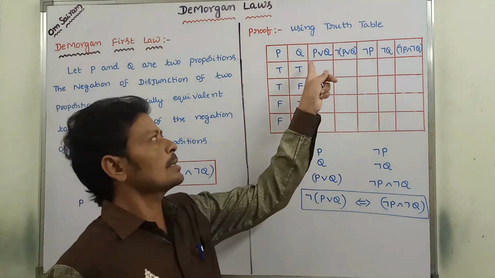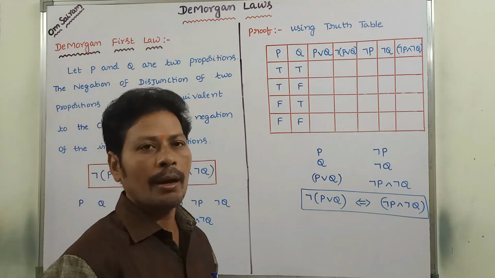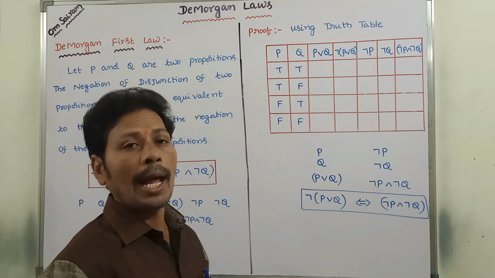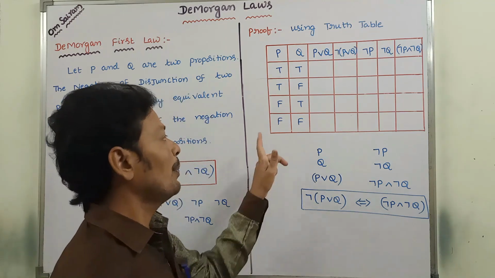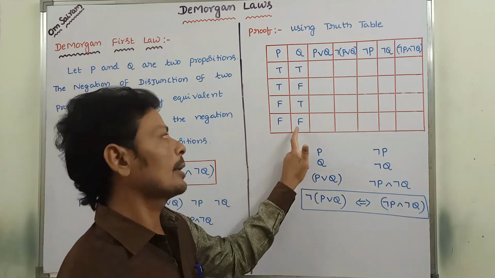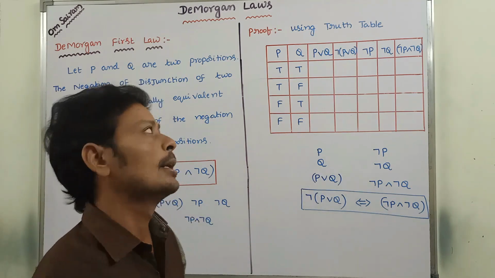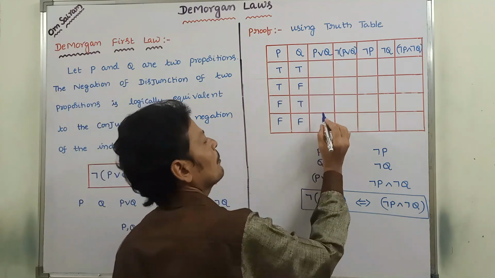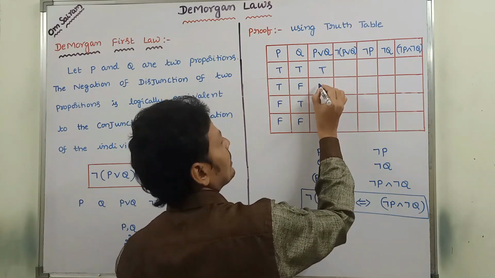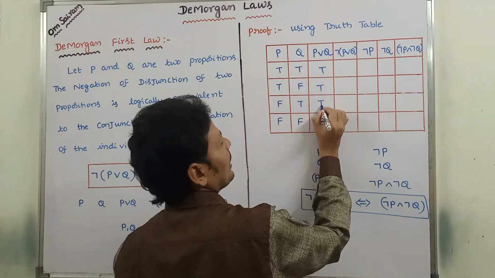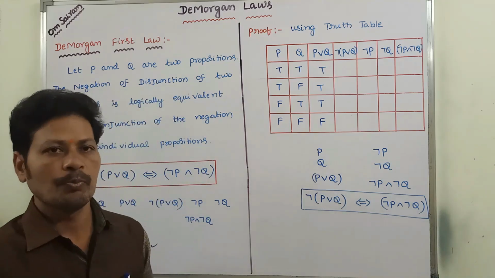Then what is the truth value of P or Q? The truth value of P or Q is false only when P is false and Q is false. In all the remaining cases, the truth value of P or Q is true.